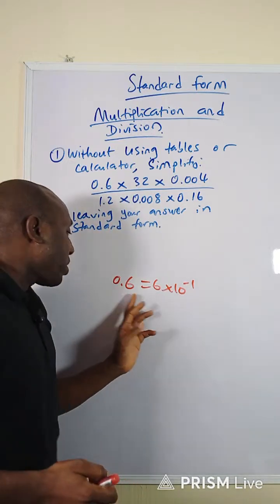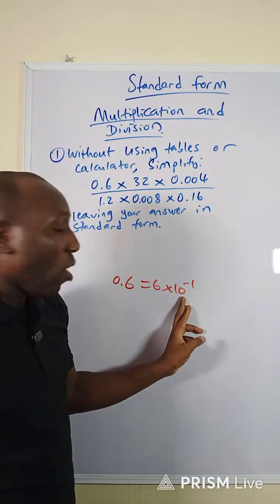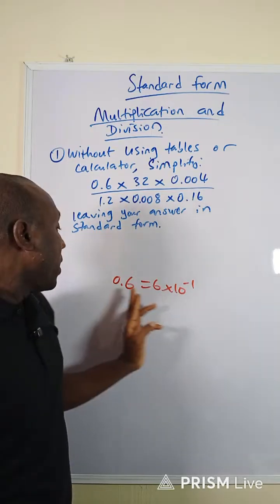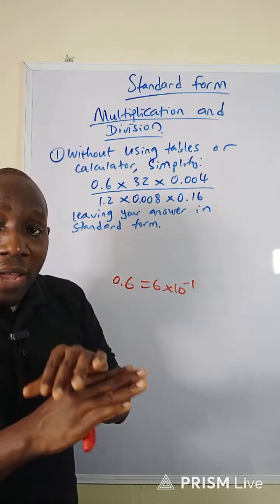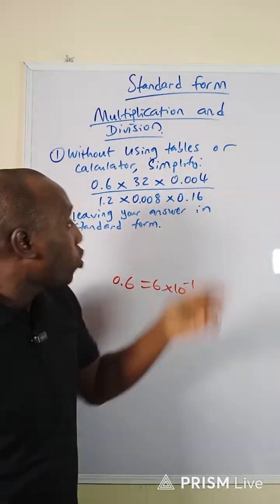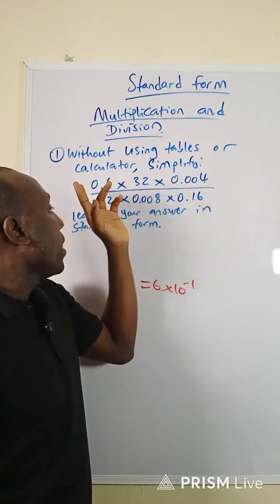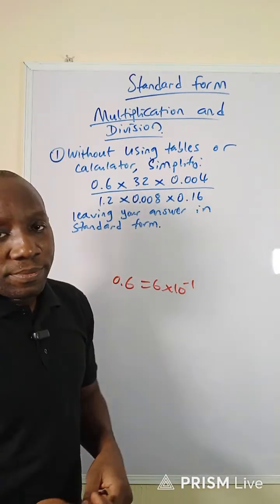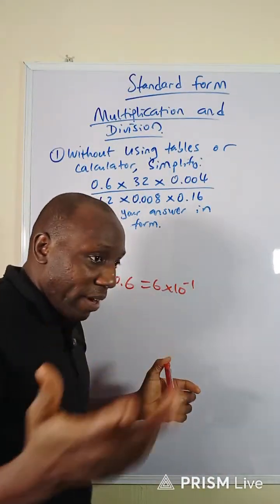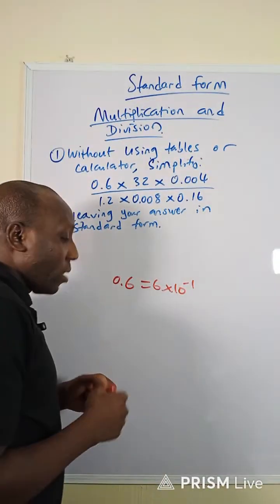You see now, I have written 0.6 as 6, but with a power of 10. All right, so 6 times a power of 10. Now this 6 does not have a decimal point. So that's what I'm going to be doing to 0.004, 0.008, and 0.16. If you can do like that, you can now divide. You see the technique now, you divide and then you'll be able to do it correctly.